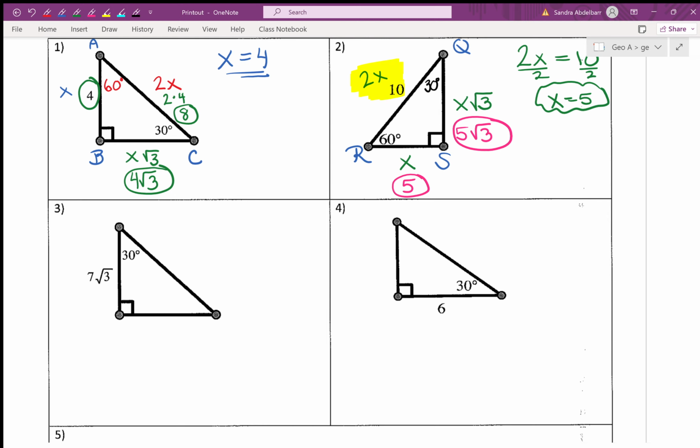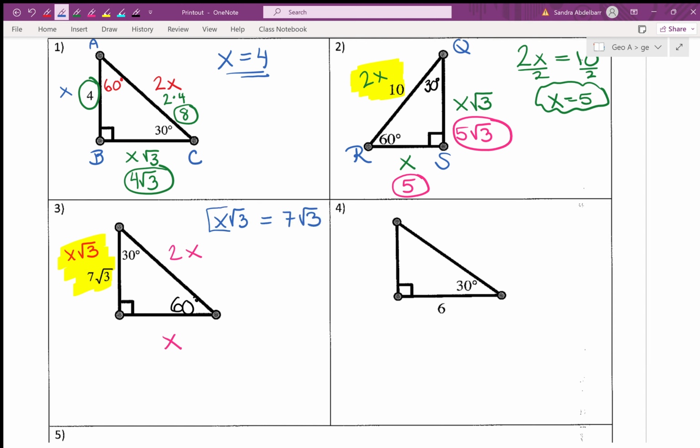All right, number 3. Once again, I know we have a 30, 60, 90 triangle. Across from the 30, I'm labeling with x. Across from the 60, I'm going to label with x root 3. And across from the 90, I will label with 2x. We choose the side that has a side length and a variable expression, which is that height vertical segment. And you set your variable expression equal to your side length. So I'm going to write x root 3 is equal to 7 root 3.